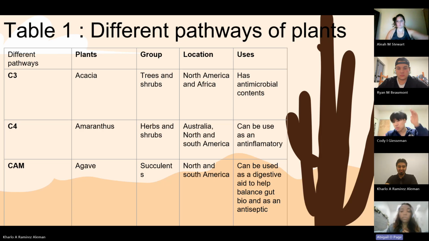Moving on to the CAM plants, they basically fix CO2 at night and store it for during the day. This is a really good adaptation, which helps their stomata remain open at night, like previously mentioned. And a good plant for this is the agave succulent, which can also be used as a digestive aid in a lot of modern foods that we see in wellness today.